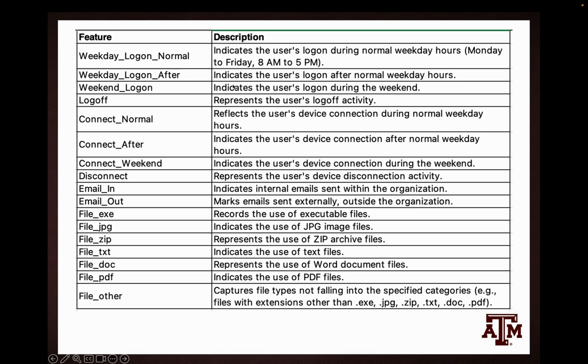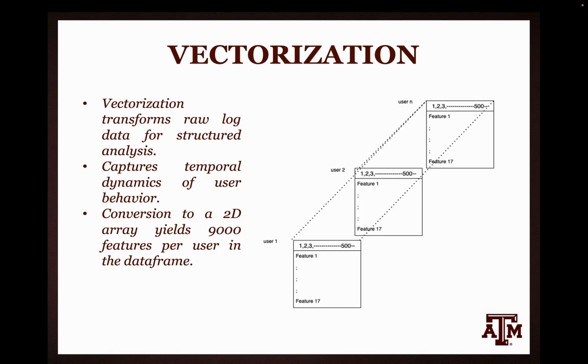So here everything that ends with underscore normal is non-malicious. These include a variety of features like when the user is logging, either between 8 a.m. to 5 p.m. or after office hours, whether the user is logging during the weekdays or the weekends, and the type of files that are sent between the users. We also take into consideration if the emails are sent within the organization or outside the organization.